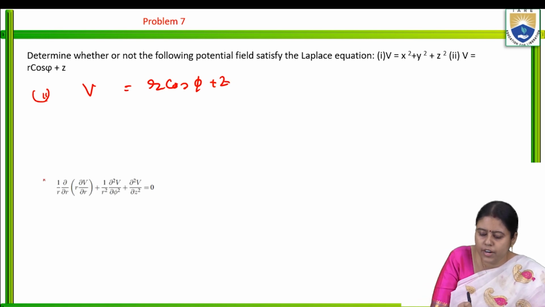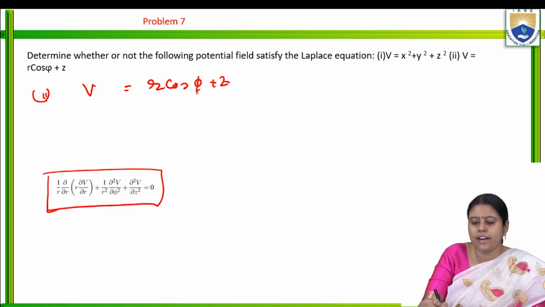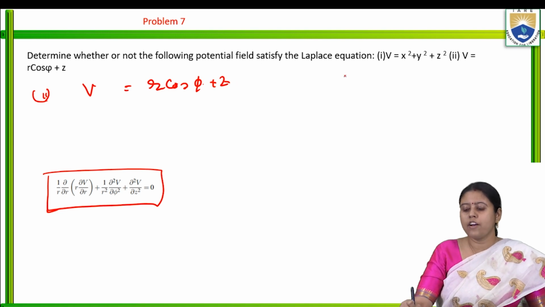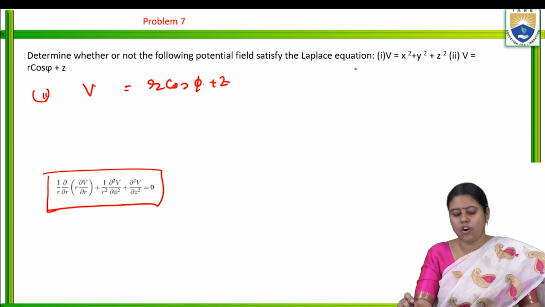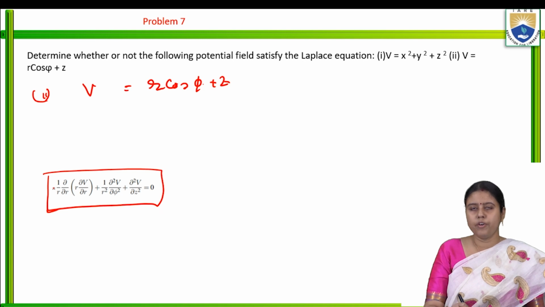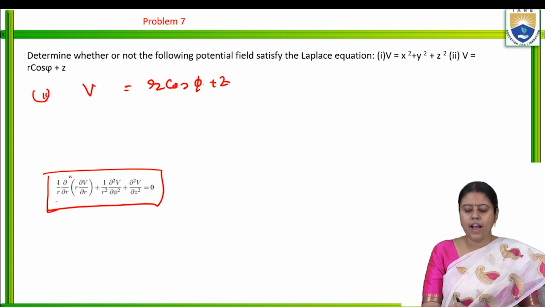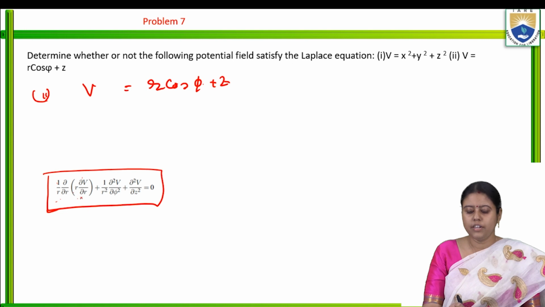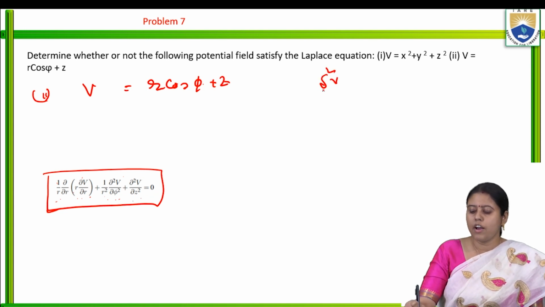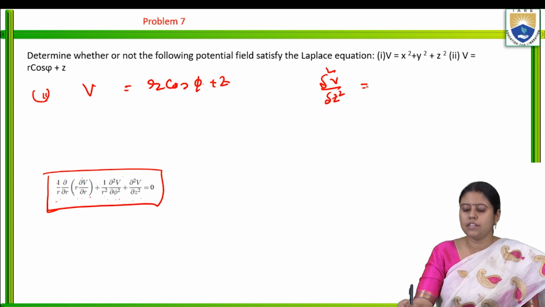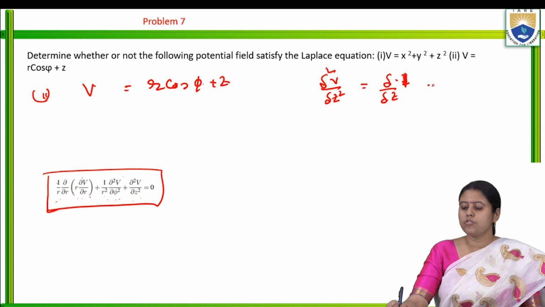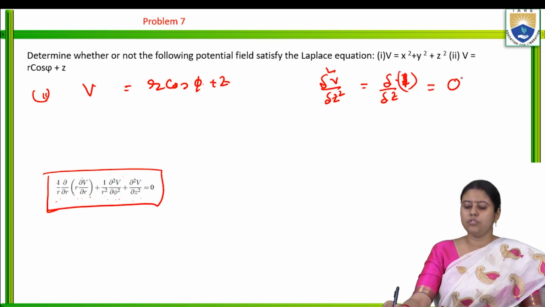So what is the formula? This is r cos phi plus z, which is nothing but the cylindrical component, and for the cylindrical component, the formula is 1 by r del by del r of r del v by del r, plus 1 by r square del square v by del phi square, plus del square v by del z square, which will be 0. So first we will start with del square v by del z square. What is the value? Del by del z of z is 1, so the constant is equal to 0.